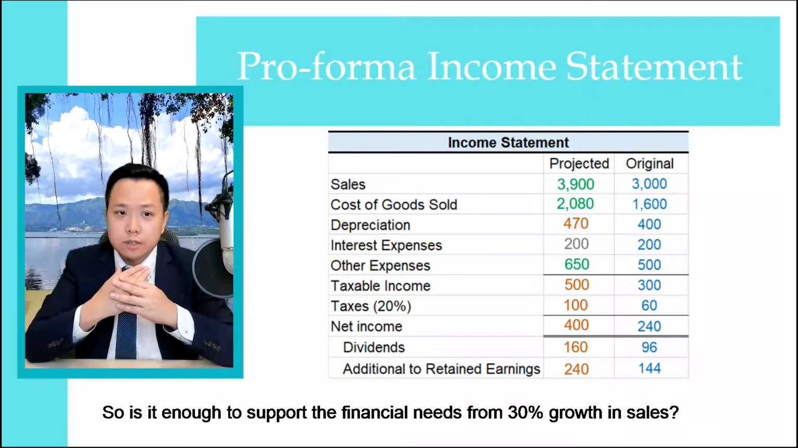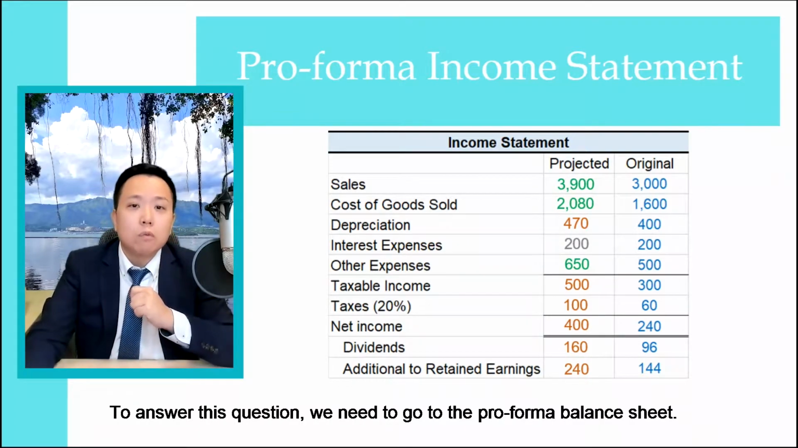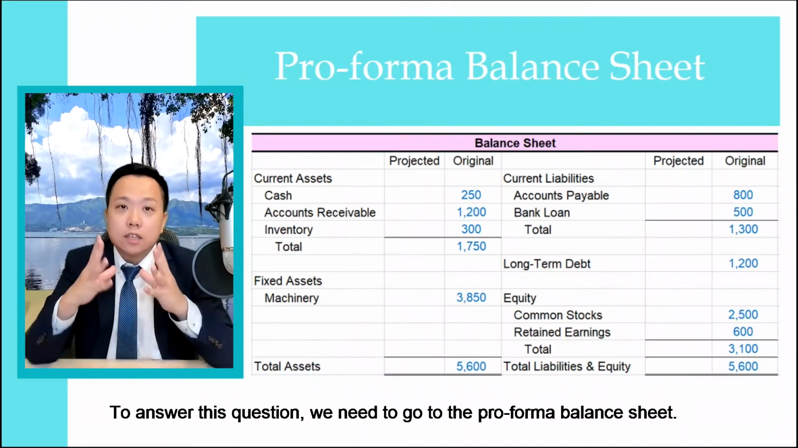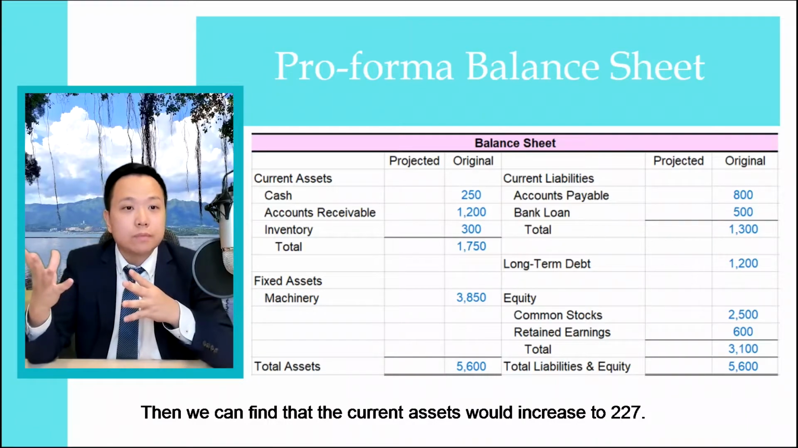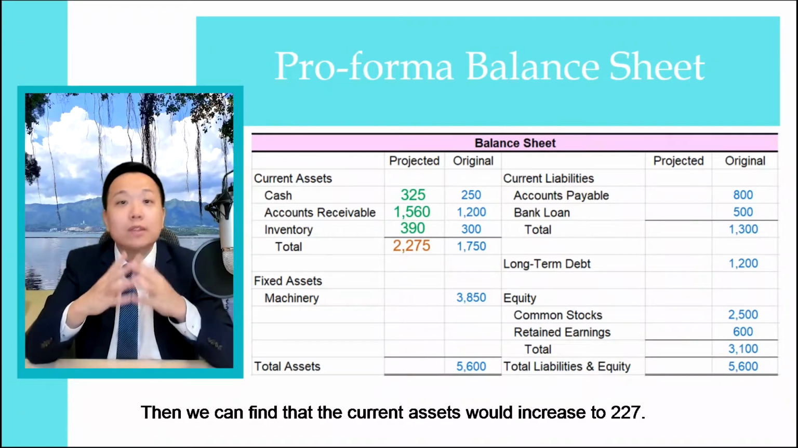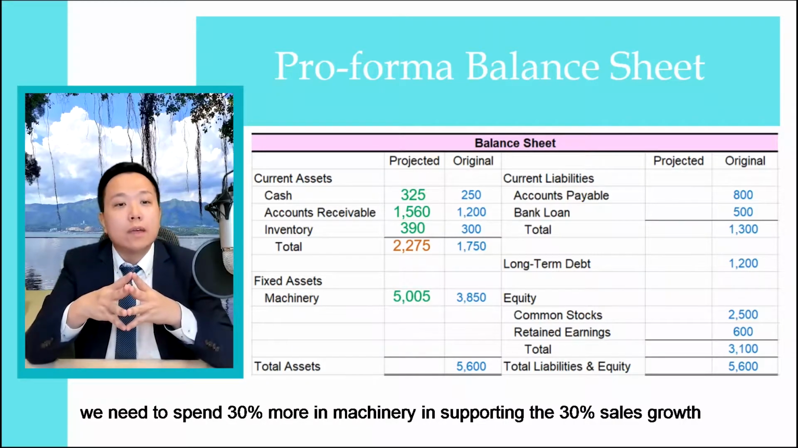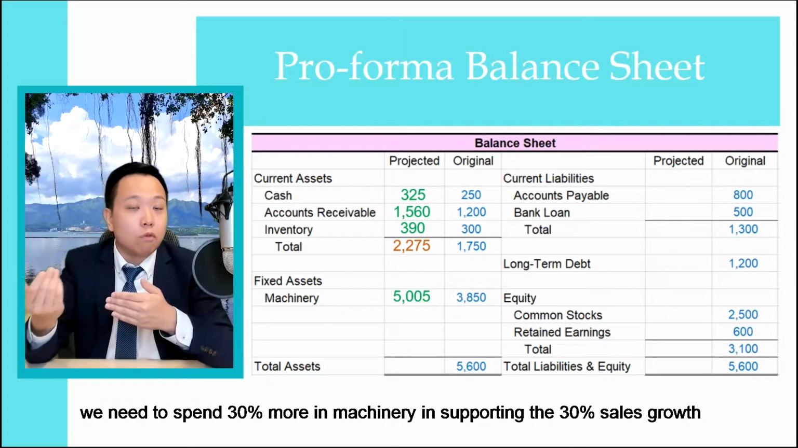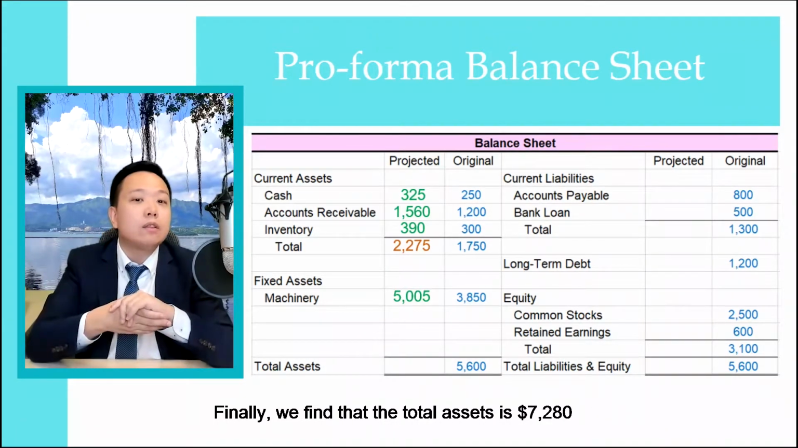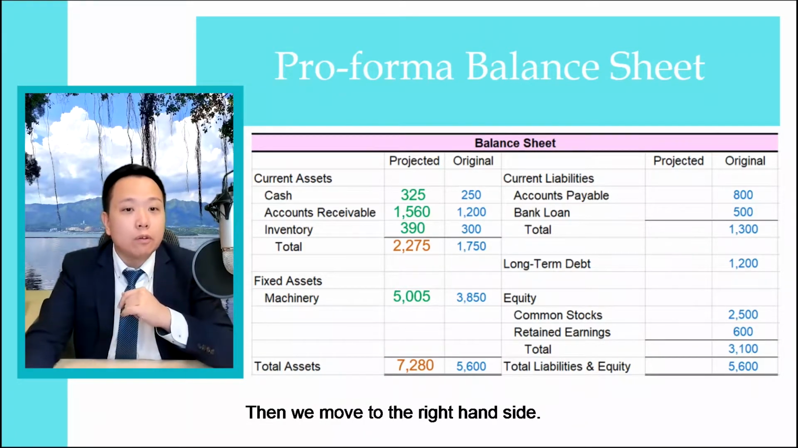So the question is, is this enough to support the 30% growth in sales? To answer this question, we need to go to the pro forma balance sheet. Cash, accounts receivable, and inventory are assumed to increase with sales. Then we can find that the current assets would increase to 227. If we assume that the machinery is operating at full capacity, then we need to spend 30% more on machinery to support the 30% growth in sales. So finally, we find that the total assets is 7,280.